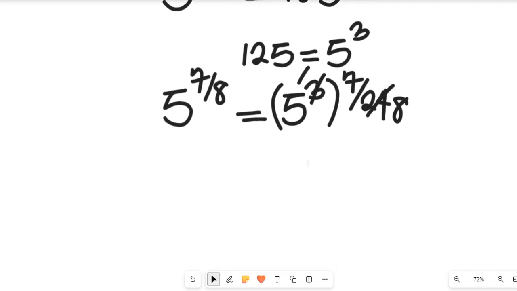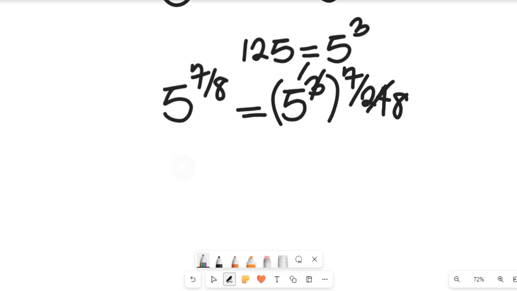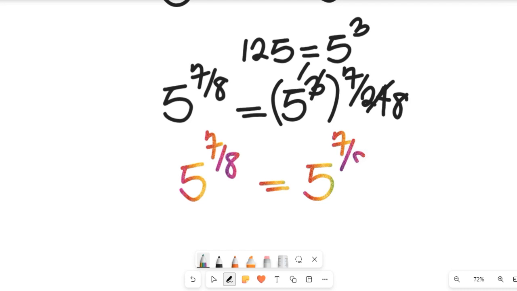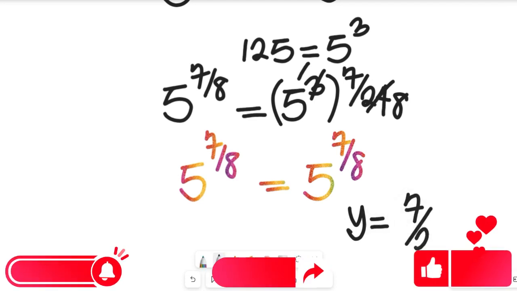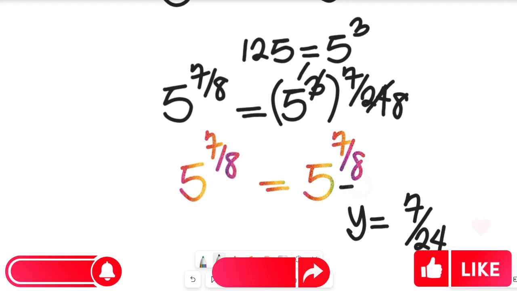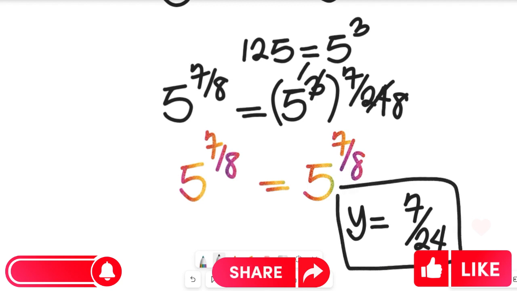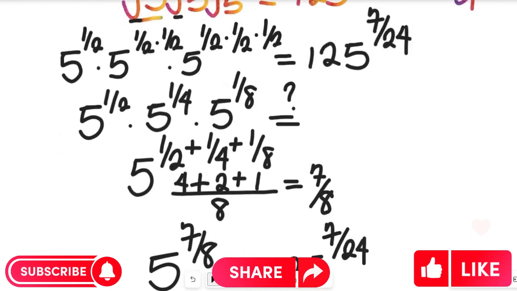So this 3 here, 3 times 7 divided by 24, will definitely give us 7 divided by 8. So you see that the value on the left hand side, 5 to the power of 7 divided by 8, is exactly the same as the value on the right hand side, 5 to the power of 7 divided by 8. So that tells us that y equal to 7 divided by 24 is a solution that satisfies that radical equation given to us above.